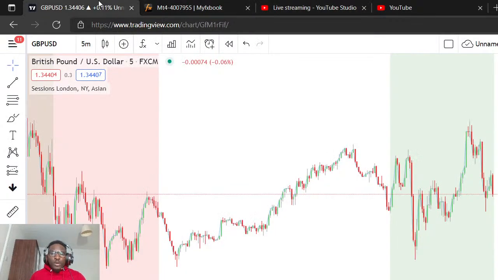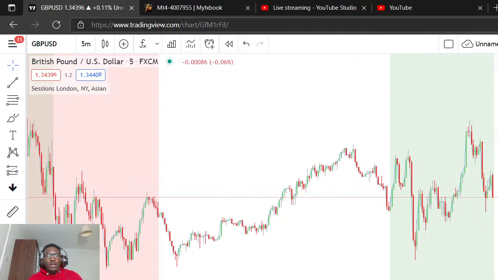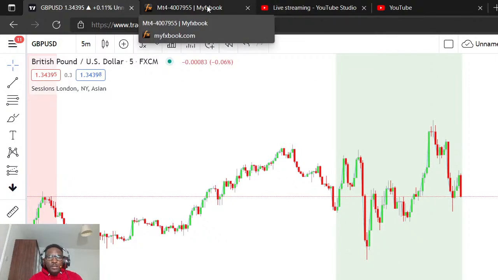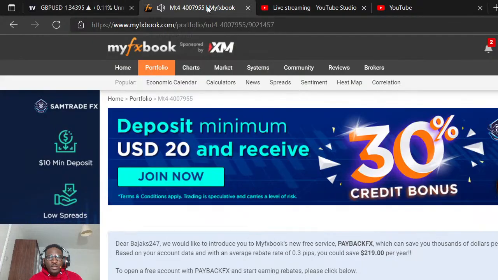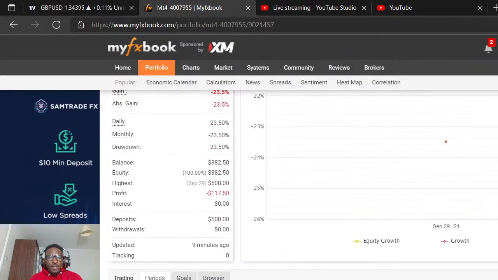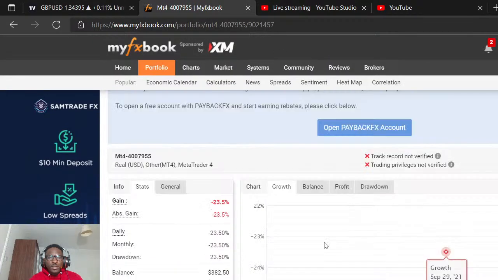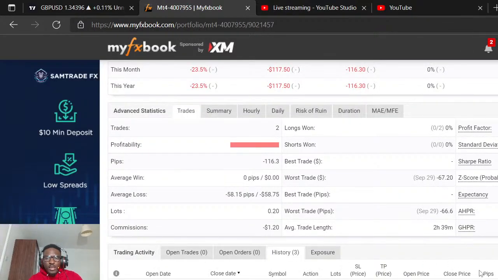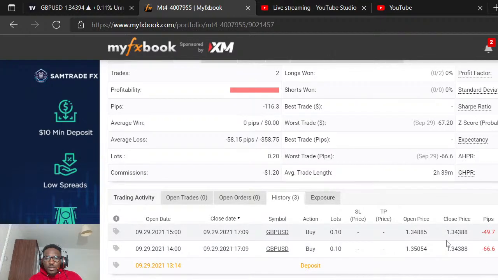Okay, so we're gonna go ahead and start. Today we're gonna be placing a trade in about 7 minutes time, and we're gonna be going long. But before we get into that, I wanna have a look at the account from yesterday. As you can see, I've just recently updated. We took a couple of trades yesterday that ended up being losing trades.